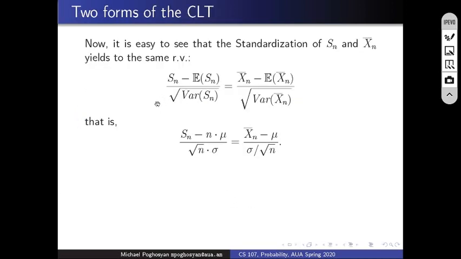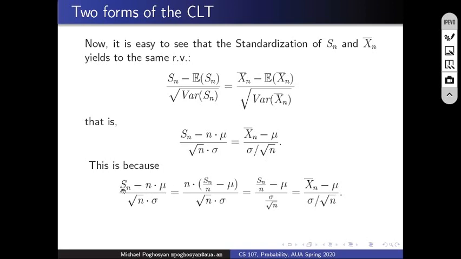Okay. Relation between two versions of the CLT. It is easy to see that the standardized version of the sum is the same as the standardized version of averages. Well, I was denoting this by Zn because these were the same. That is Sn minus n times mu, over square root of n times sigma, is Xn bar minus mu, over sigma over square root of n.